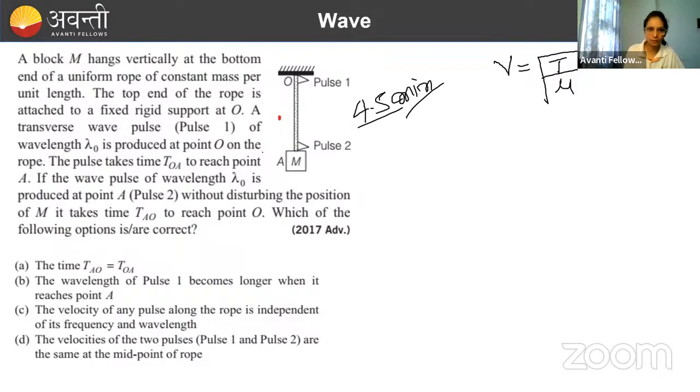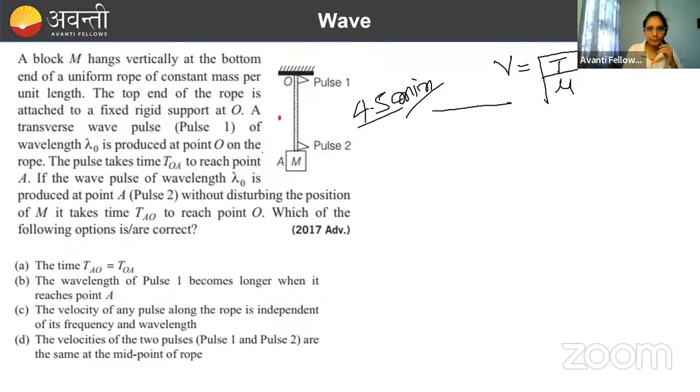A similar thing is happening at the bottom end. Here a pulse 2 is generated, again of the same wavelength lambda naught, without disturbing the position of M. It takes time TAO to reach point O. Now we have to see whether TAO and TOA will be equal or not. They will be equal if the velocity profile remains the same for both the waves throughout.